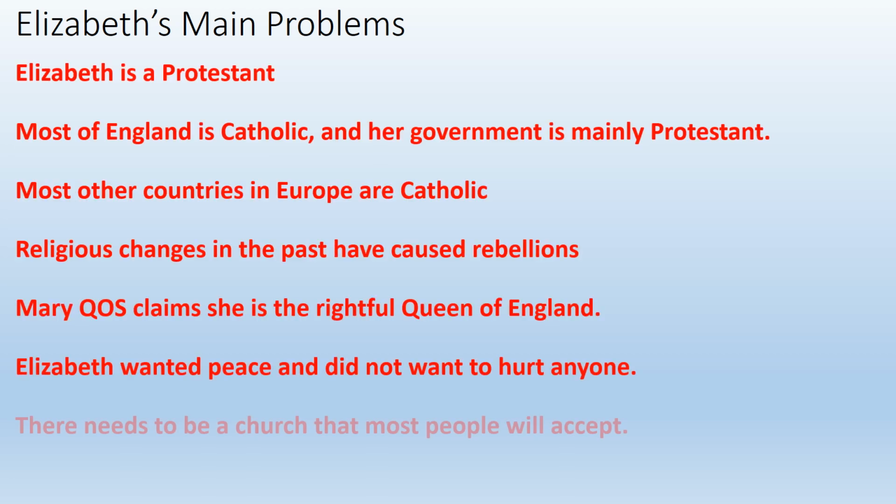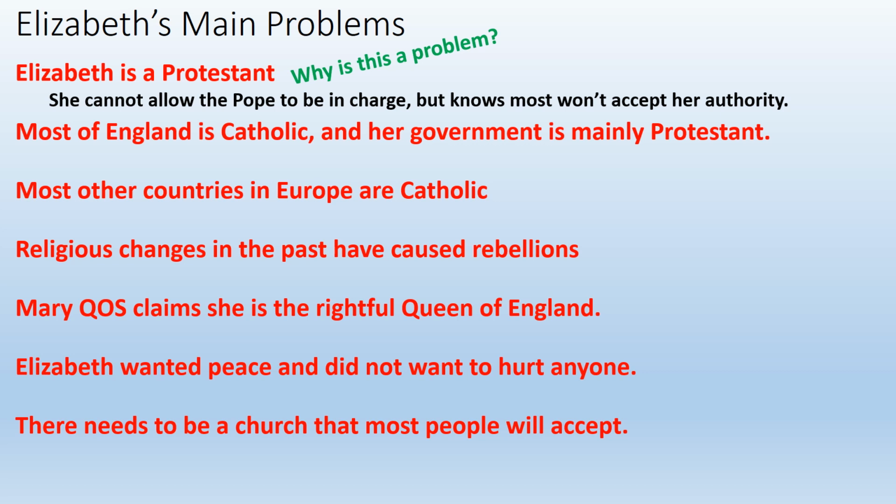So as we said, Elizabeth has 7 main religious problems, and she's going to have to sort each of these out. Now we're going to look at each of these problems, and we're going to ask why it was a problem for Elizabeth. Now we know that historians like to talk about the what, but it's really important that they explain why things happened. So the first one, Elizabeth is a Protestant. Why is this a problem for her?